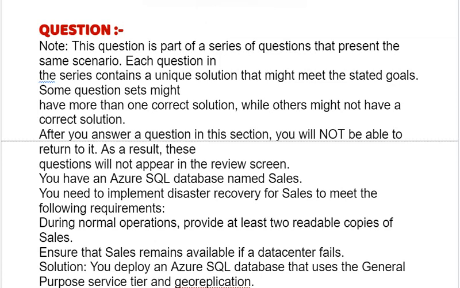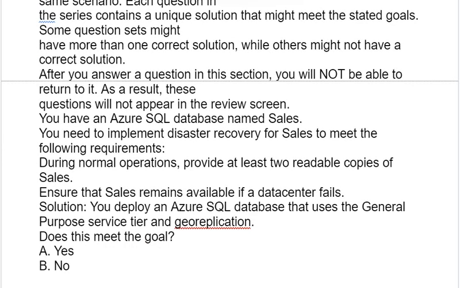Our next question is, note, this question is part of a series of questions that present the same scenario. Each question in the series contains a unique solution that might meet the stated goals. Some question sets might have more than one correct solution, while others might not have a correct solution. After you answer a question in this section, you will not be able to return to it. As a result, these questions will not appear in the review screen.